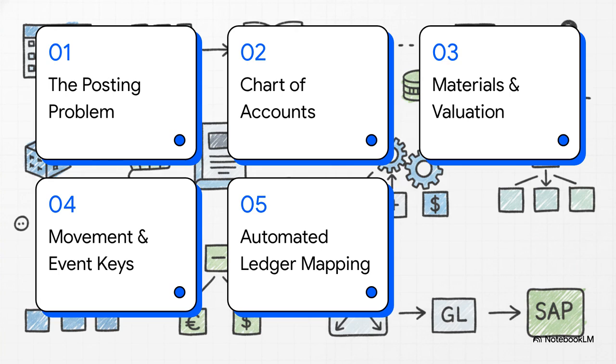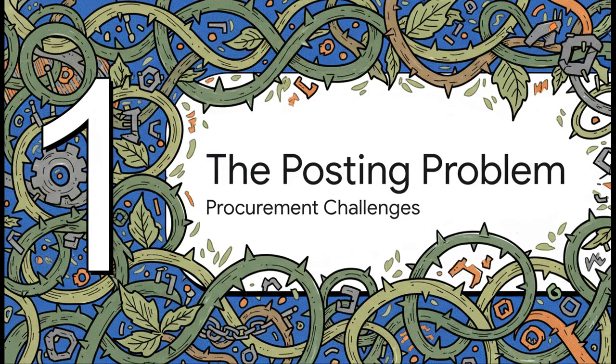We'll start with the procurement posting problem, examine the chart of accounts framework, break down materials and valuation classes, look at movement and event keys, and finally, wrap up with automating the ledger mapping. Section 1. The procurement posting problem.